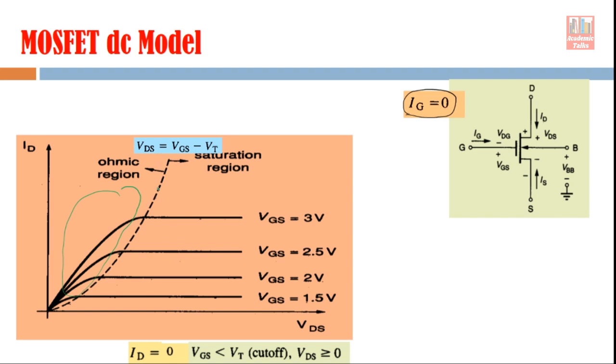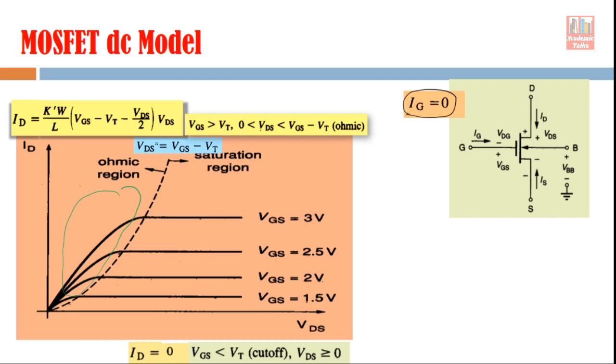So this equation we will discuss later. In this whole portion, when VDS is less than VGS minus VT, you can see this condition is listed here. VDS is less than VGS minus VT, and of course it is positive because it is an NMOS device, so it has to be positive, but less than VGS minus VT. In that condition we are in the ohmic region, and in the ohmic region the equation of current is given by this equation.